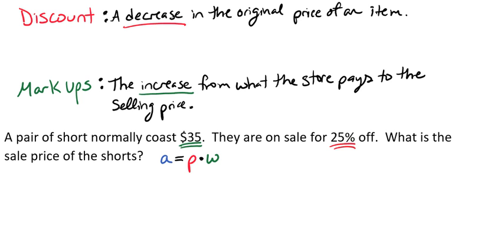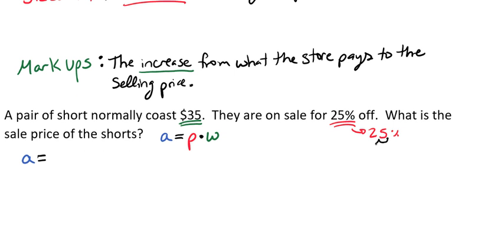By plugging in our $35 and our 25%, that will give us what the discount is, which we can then use to find our sale price. Let's plug this in. We have our discount that we don't know equals our percent. We need to change this 25% into decimal form. We move the decimal 2 times to the left to get a decimal representation of 0.25. So 0.25 times our W of $35.